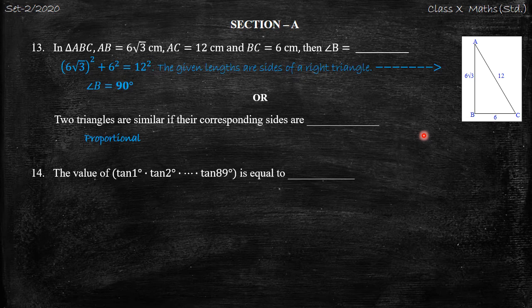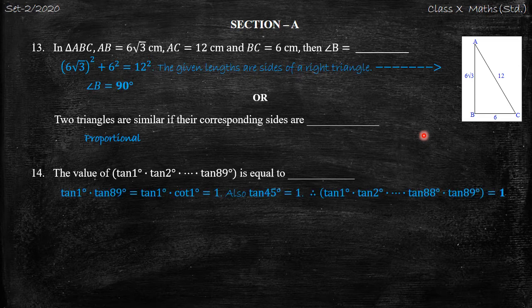Okay. Next question. The value of tan 1 times tan 2 times tan 3 like that till tan 89. Here you can see tan 1 and tan 89 can be separately multiplied. You know tan theta is cot (90 minus theta), so tan 89 is the same as cot 1, and tan 1 times cot 1 gives a product of 1. Like that, tan 2 and tan 88, tan 3 and tan 87. So everything except tan 45 is paired off. We know that tan 45 also is 1. So the total product is 1.